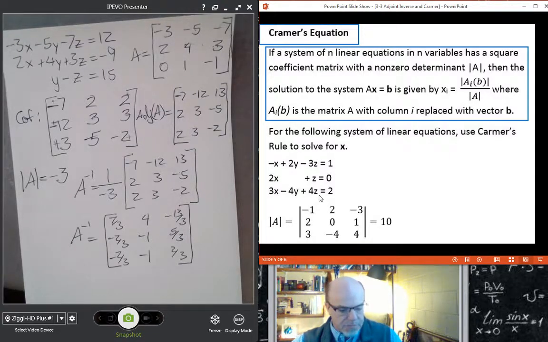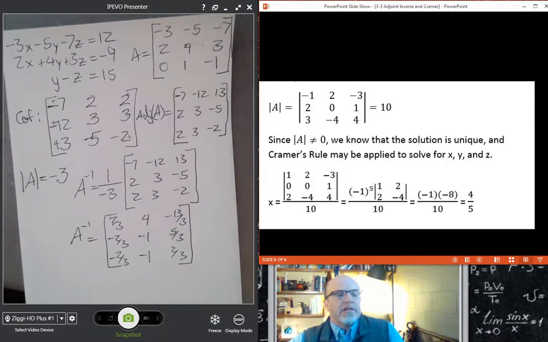All right, so if you'll follow along carefully with this second slide, here is just the matrix of the coefficients, and as on the previous slide, we found the determinant to be 10. So what we're going to do is calculate the value of x, y, and z. Here on the screen it shows how you calculate the value of x. For the value of x, we're going to replace this first column of negative 1, 2, 3 with 1, 0, 2.